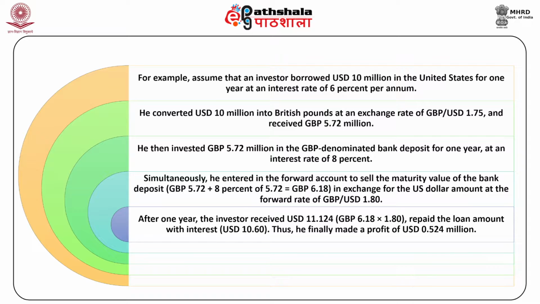He then invested these British pounds, which are equivalent to 5.72 million, in the GBP denominated bank deposit for 1 year at an interest rate of 8%. Simultaneously, he entered into the forward contract to sell the maturity value of the bank deposit, that is GBP 5.72 plus 8% of 5.72, which is equal to GBP 6.18, in exchange for the US dollar amount at the forward rate of GBP per US dollar at 1.80.